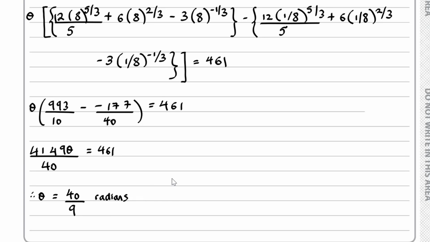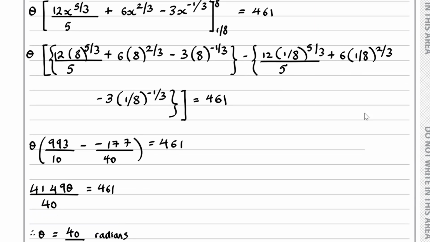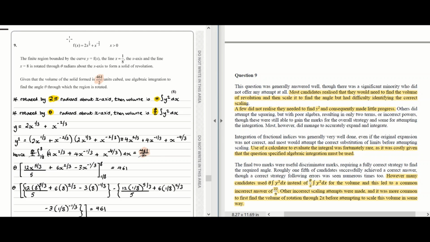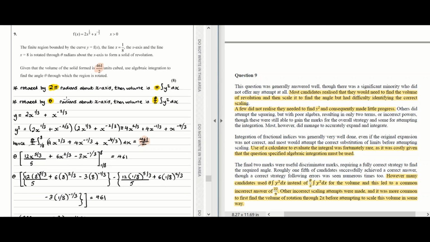Okay, so that's it. Question 9 was concerning volume of revolution. That was done pretty well, but a lot of candidates did not realise that they had to scale the angle, and we talked about that over here. Some people did not realise that they needed to find y squared, but I think if you know your formula for volume of revolution, it's quite easy to see why you have to use y squared.